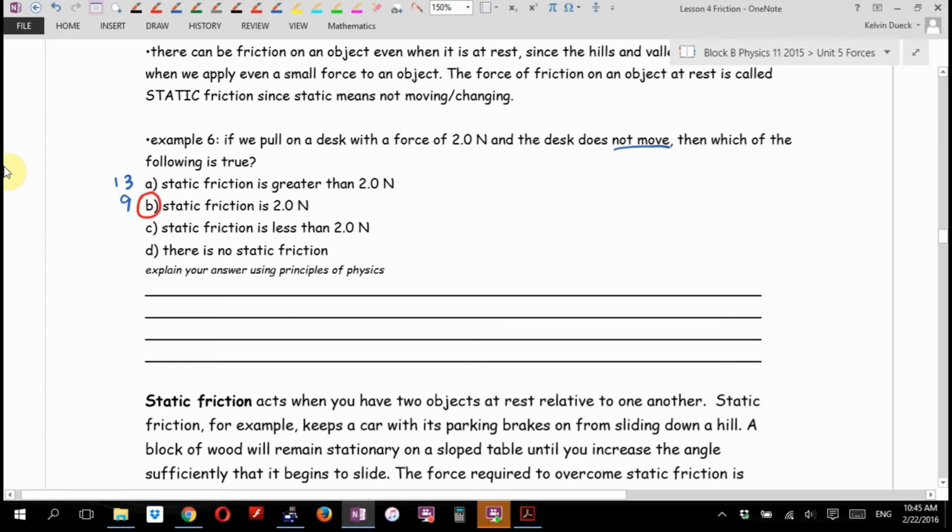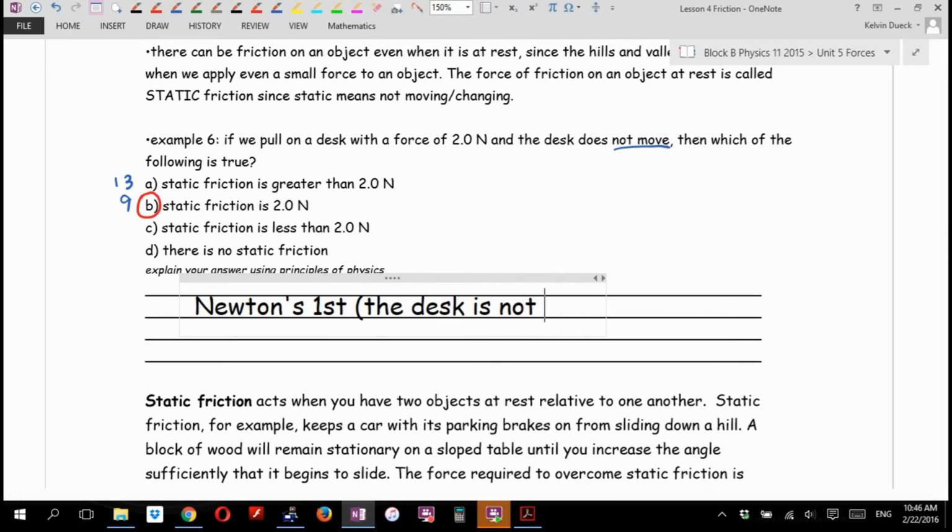Okay? In fact, if you want me to explain this, you could just write down Newton's first, and if that's enough for you, Cam, you could write that down. For the rest of you, if you want a longer explanation, Newton's first says, well, if the desk isn't accelerating, the forces have to be balanced. Otherwise, it would be accelerating. Are you seeing why I said Newton's first is such a powerful law? Really, it explains an awful lot about why things behave the way they do.